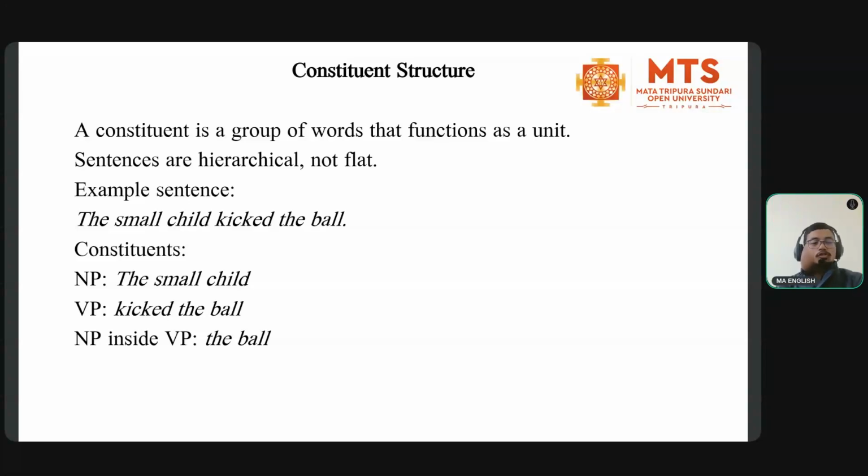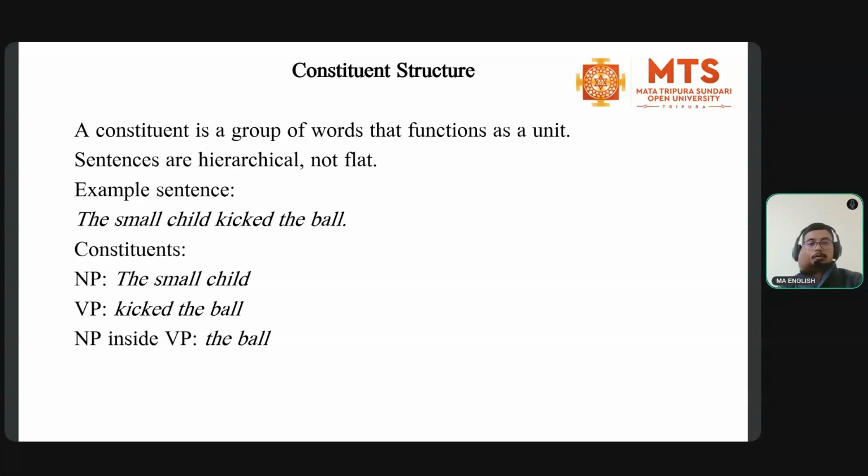When we move words or replace words, we usually move or replace the whole group, not individual words. So syntax focuses on these hidden structures, even though we do not see them while speaking. So they are always there in our mind. So understanding hierarchy helps us understand why some sentence movements are possible and others are not. It also helps us understand sentence ambiguity. So remember this clearly, sentences have internal structure and constituent structure helps us study that structure.